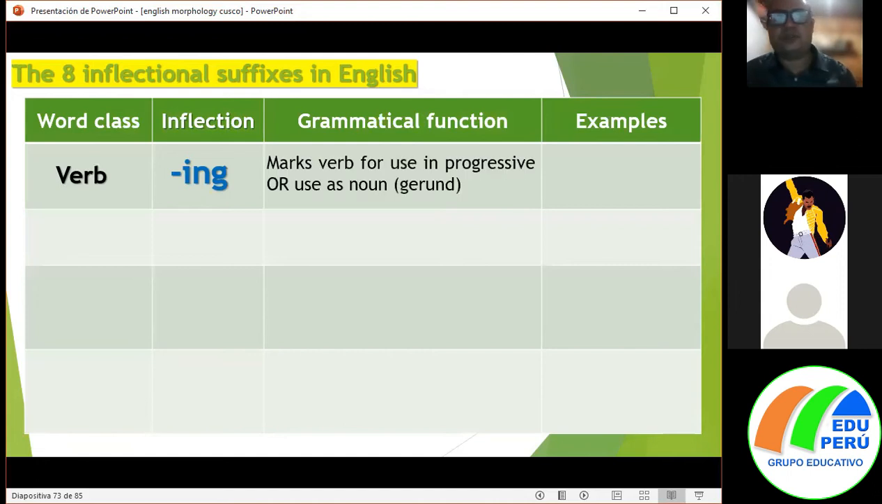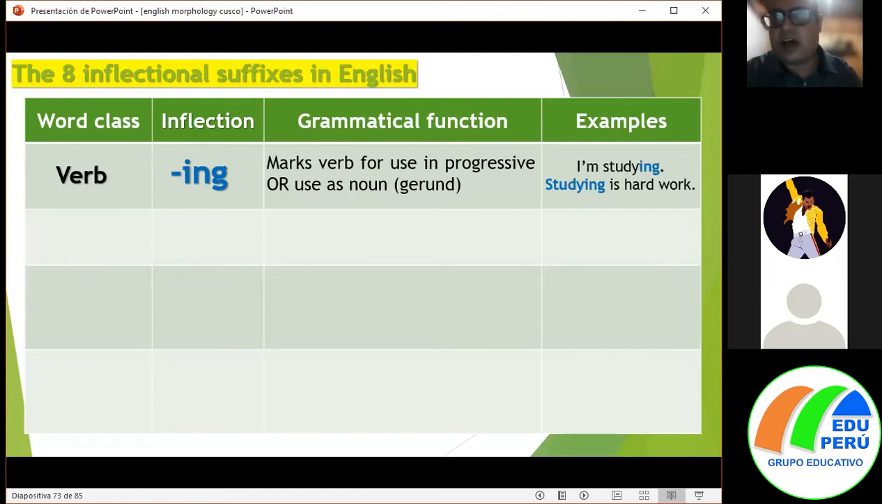Marks verb for using progressive or use as a noun. Notice that we could use this structure in a progressive or continuous form or tense, and also it is used as a noun, and we call it gerund. All right, the famous gerund.